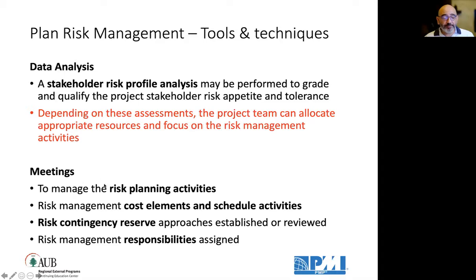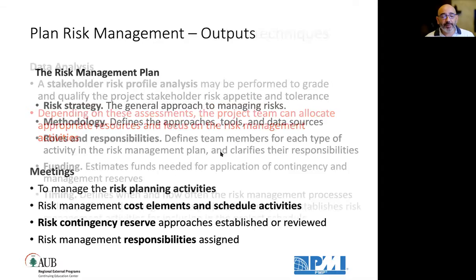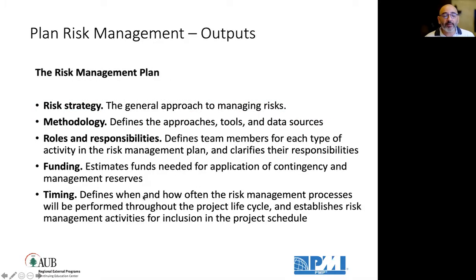During meetings, we meet to manage the risk planning activities. Cost elements, schedule activities, and risk contingency reserve are discussed during those meetings. The approaches to use the reserves and the approaches to respond to risks are also discussed in these meetings. The output is the risk management plan, which has our risk response strategy, our risk management strategy and approach.